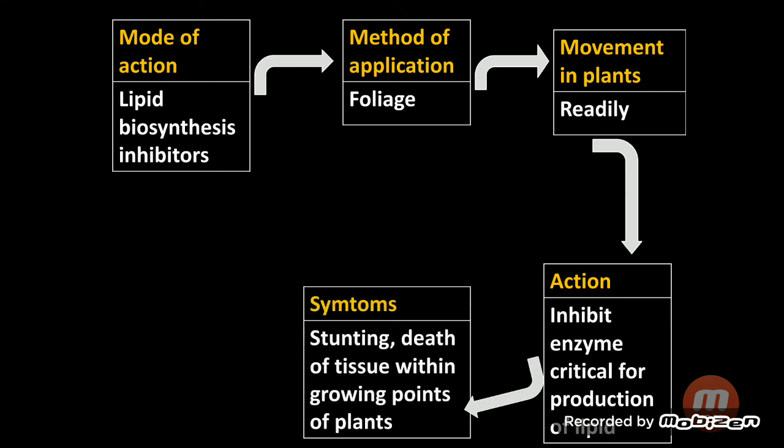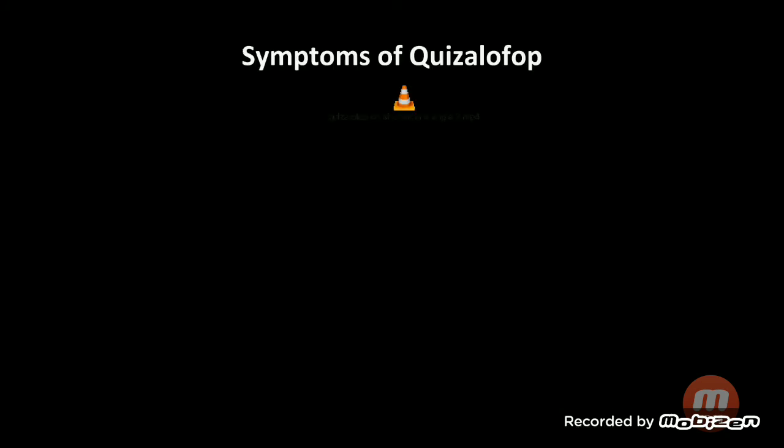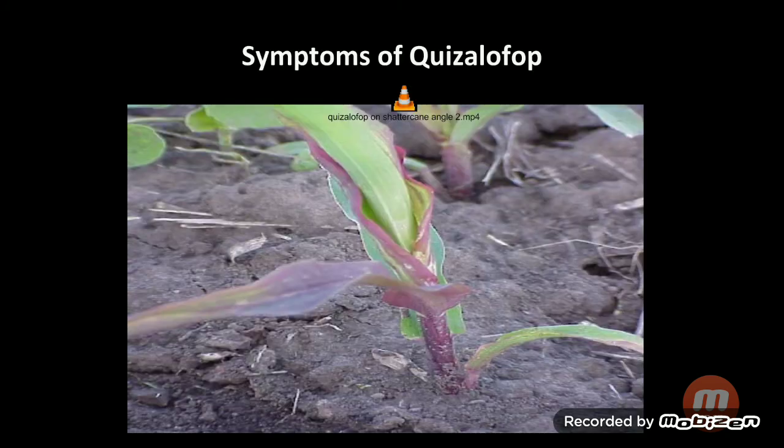Stunting and death of tissue within the growing points of the plant takes place, because of the lack of production of lipid. Diclofop, fluazifop, these are examples of the lipid biosynthesis inhibitors. Quizalofop, so they mostly kill the grasses.